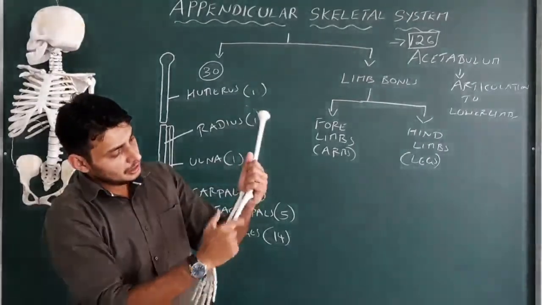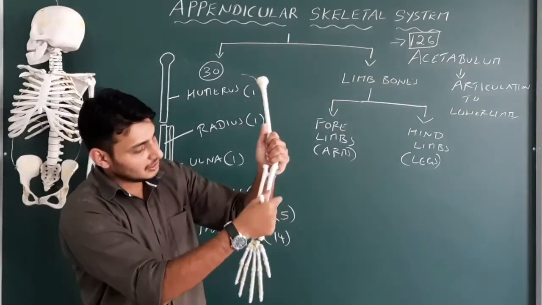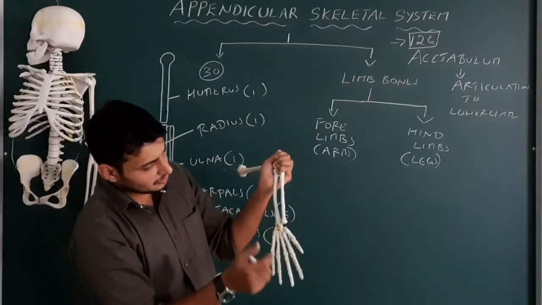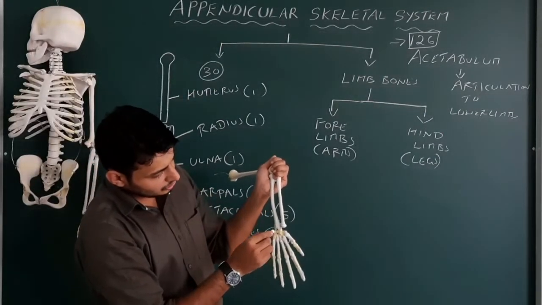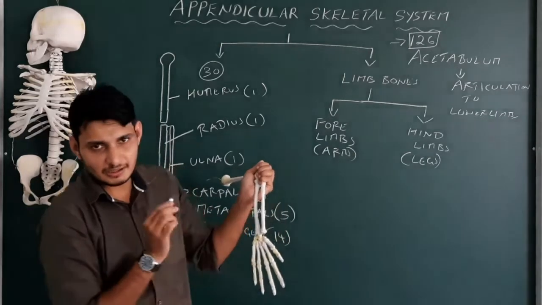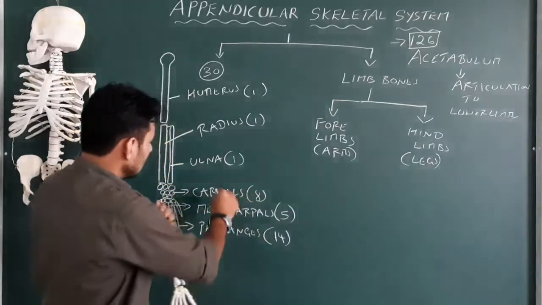Now this structure is called the radius, and this structure is actually called the ulna, radius, ulna, and this radius and ulna ultimately terminate to form a structure here. You could see around 8 bones here. As this is a model, you cannot see the specific bones. So there are about 8 bones, and these are called the carpals.